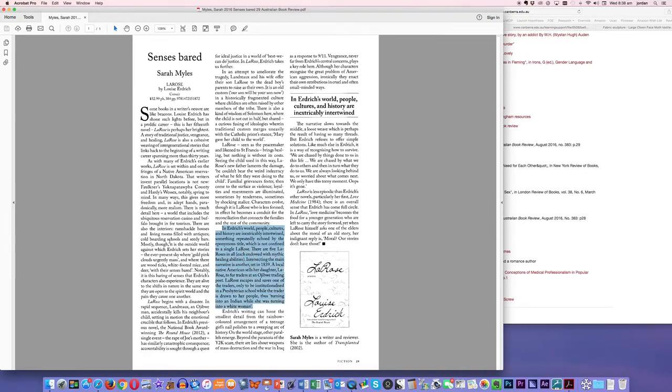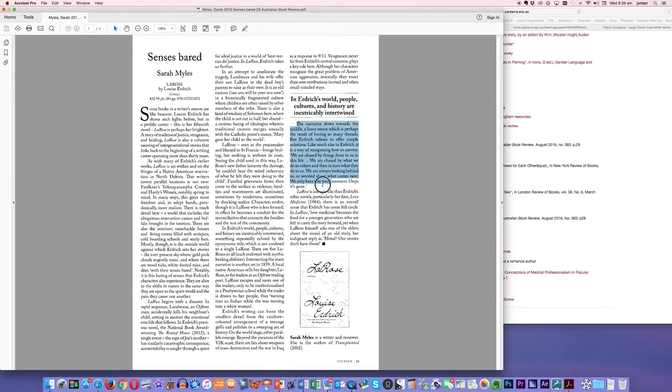So far we've had setting, then we've had plot, then we have character, and then she talks a bit about style. So she talks about Erdrich's actual writing style, although it's kind of mixed in a bit with themes and plots as well. But it's more about how Erdrich writes them and how Erdrich establishes them.